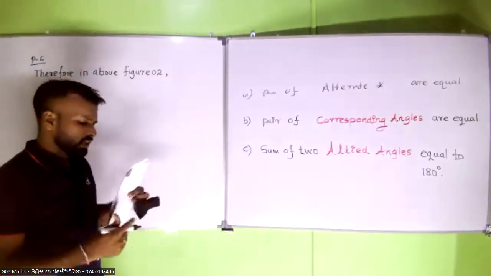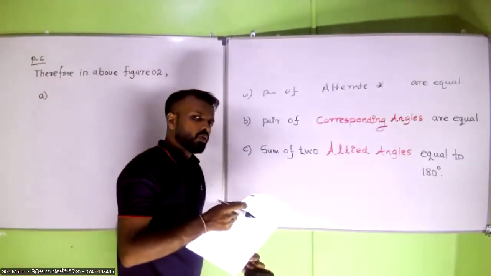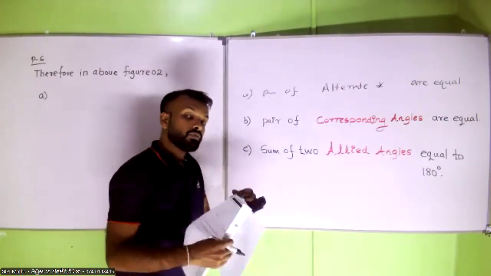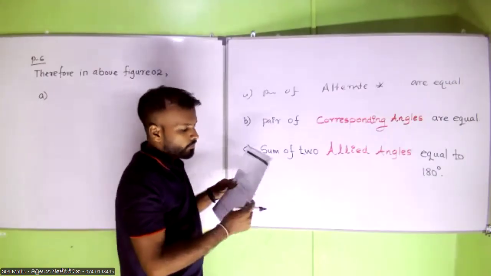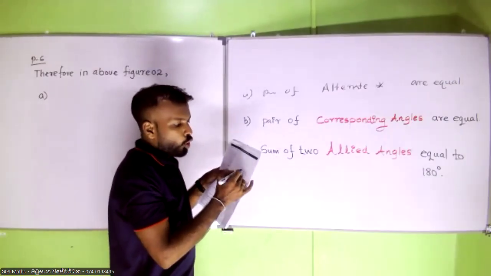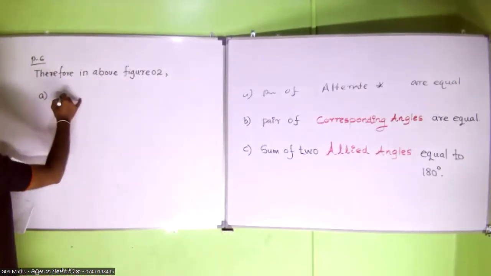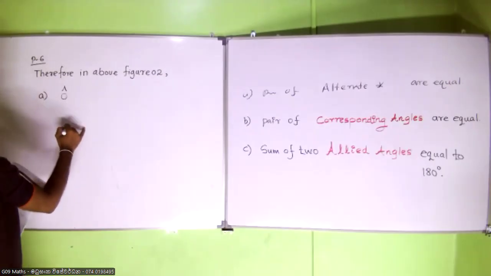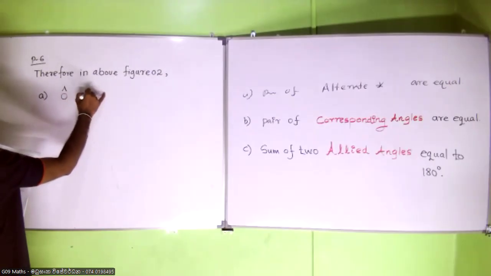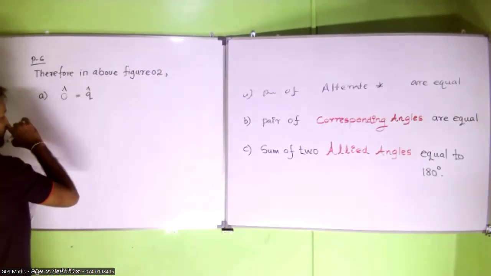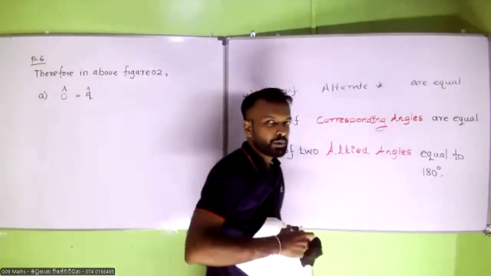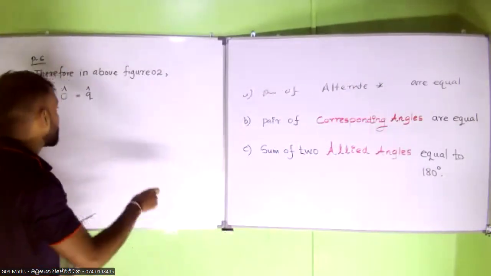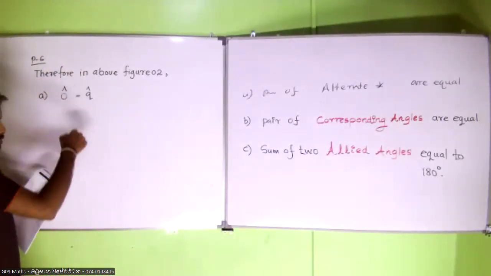So in figure 2, what are the pairs of alternate angles? We have written them last week. If you say O and Q, a pair of alternate angles, so angle O equals angle Q. That means this pair of alternate angles are equal. That means Z type angles are equal together. Angle O equals angle Q.